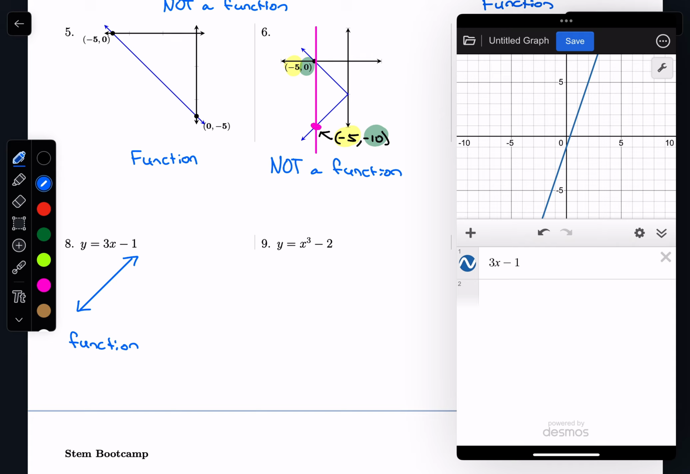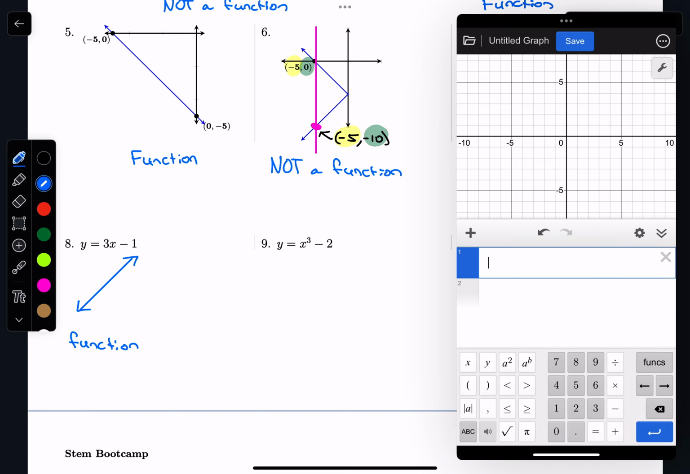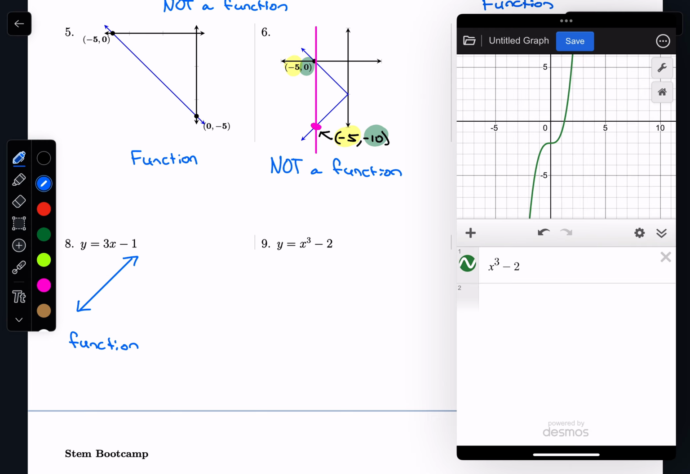All right, next one. We have y equals x cubed minus 2. So x to the power 3 minus 2. This is a cubic function. Notice it kind of squiggles in the middle. It starts at the bottom, goes up, bends, and then goes up again. So if I draw a rough sketch, something like that. And notice again that this is going to pass the vertical line test. So this is a function because if I put a vertical line on it, it's never going to touch that graph in more than one spot.